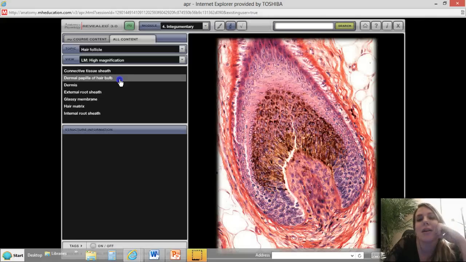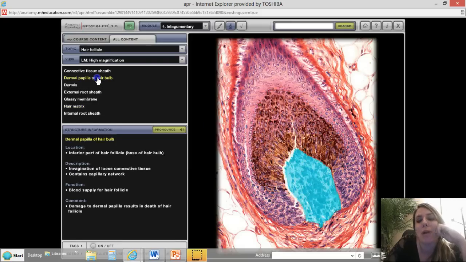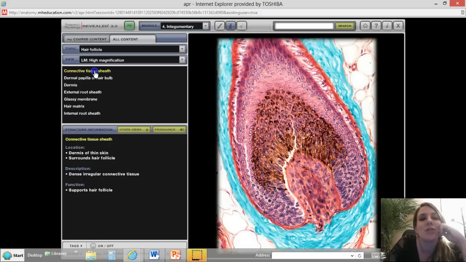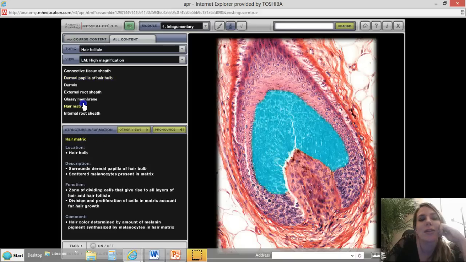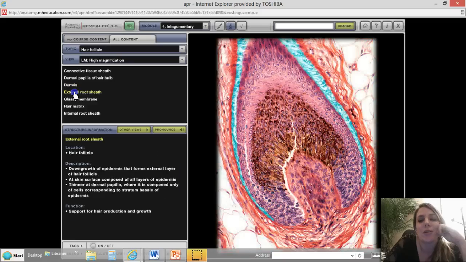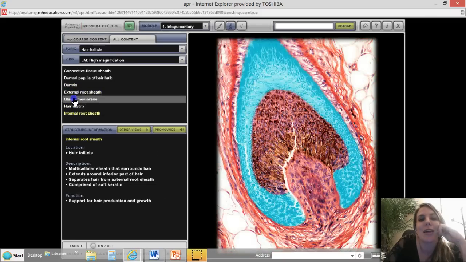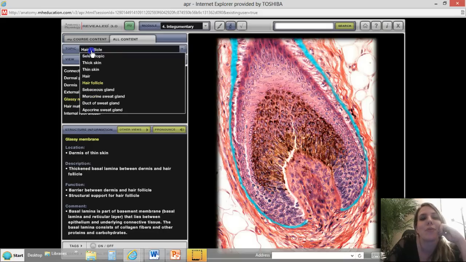Looking under high mag, here we're basically looking at the hair matrix right there, and the dermal papilla is right there. Okay, so all of that is the connective tissue sheath, dermal papilla, hair matrix, and then we have the dermis surrounding everything, the external root sheath, and the internal root sheath, and the glassy membrane. So those are the parts of the hair follicle.